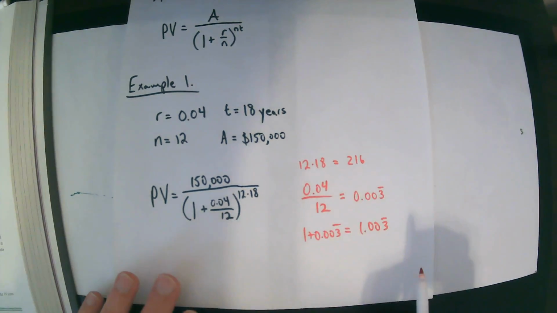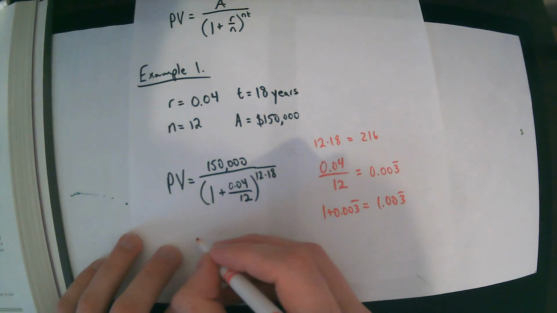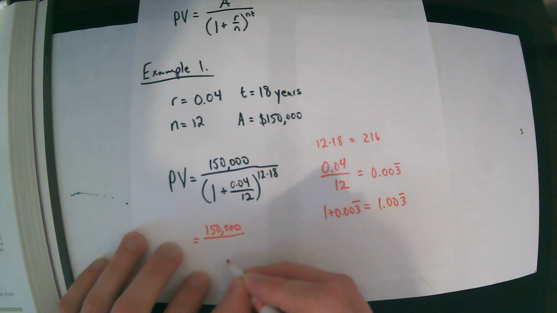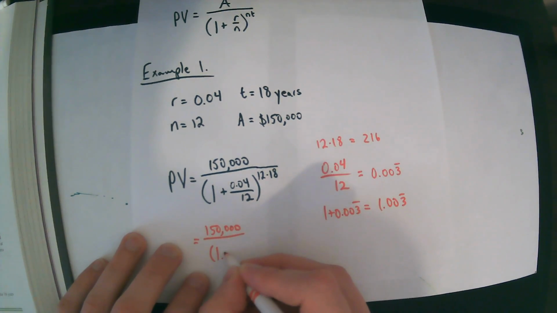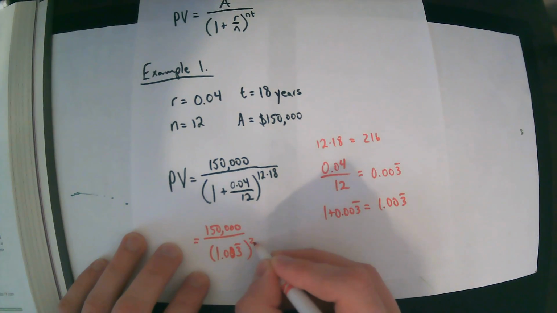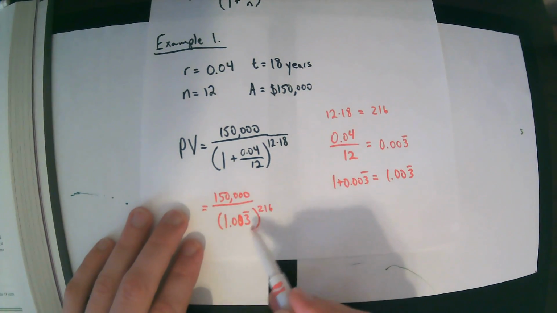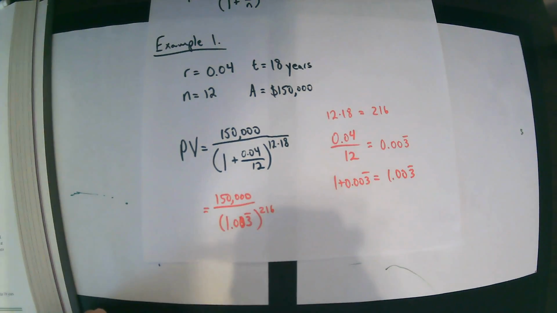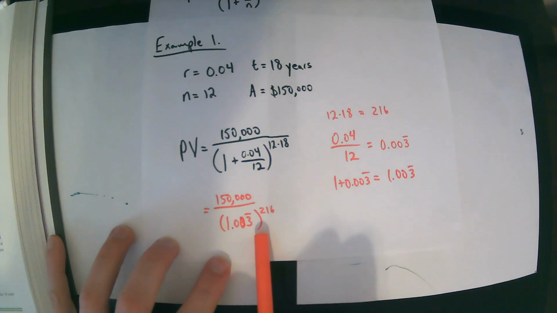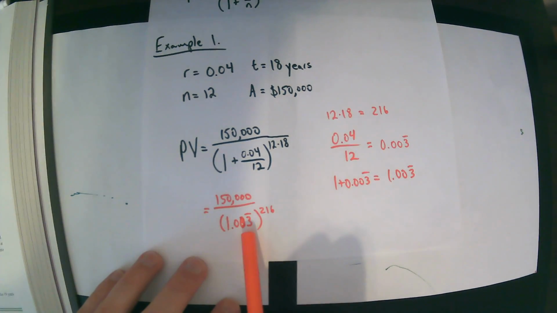And what do I do with that number? Let me write down where we are right now. I've got 150,000 over 1.003 repeating raised to the 216. That's my next step: this number raised to the 216. This number is still in my calculator, so I'm not going to clear it out, because it's got all of the 3s there.